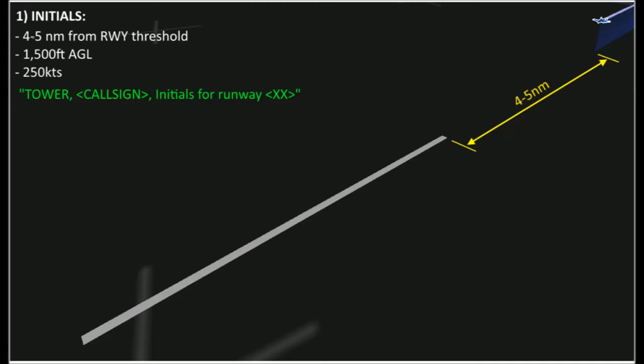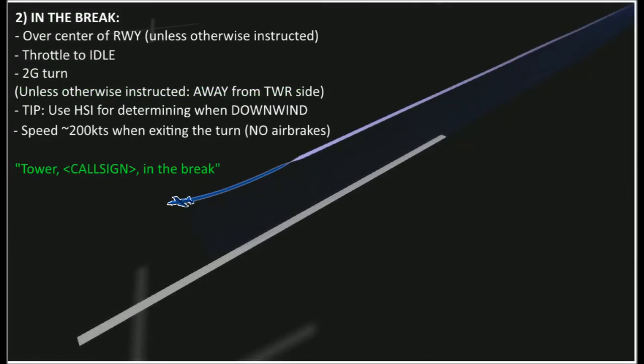If the flight consists of two aircraft, it will approach in an echelon formation with the wingman on the side opposite to that of the break. The flight then proceeds until approximately over the center of the runway and then commences the break. The break is done with throttles down to idle and a 2G turn. Typically, the actual break turn will be to the opposite side of the control tower, meaning if the control tower is to the north of the runway, the break will be to the south.